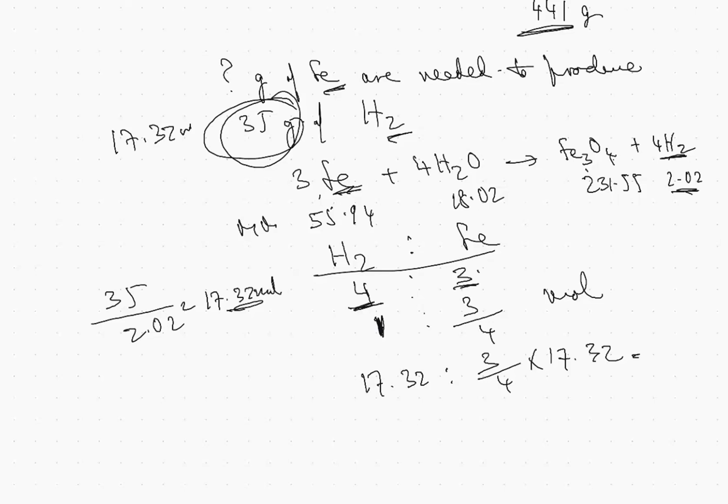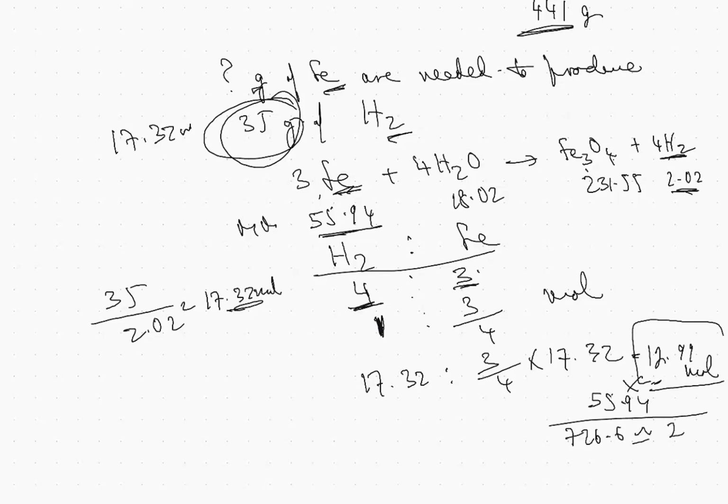moles. Right? But they're asking how many grams. So what you do, you multiply by the molar mass, which is 55.94. I get roughly 727. We'll say roughly 727. That's the answer, grams. Okay.